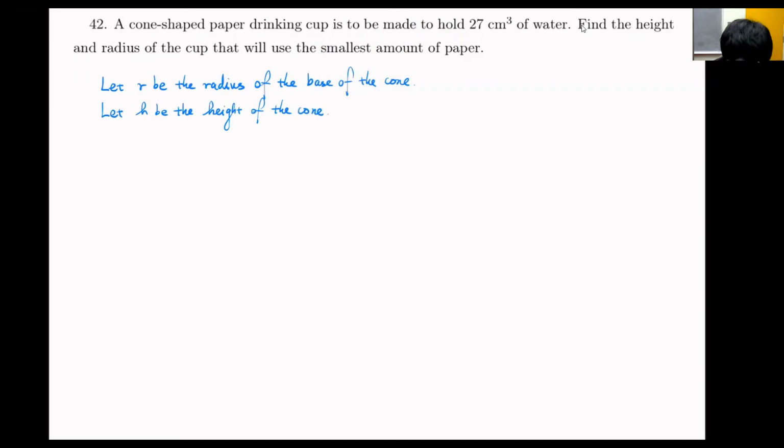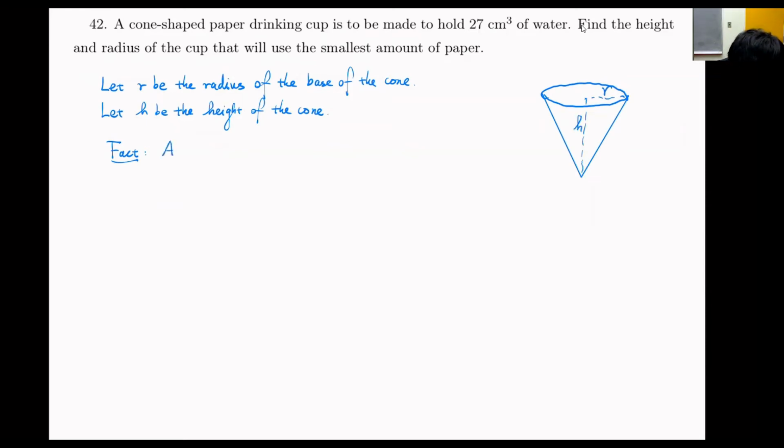So here are the facts we should know. Let's say this is going to be my cone, with the base, with the top open actually, so that this is my R and this is my H. Okay, so the formula we should know is the following.